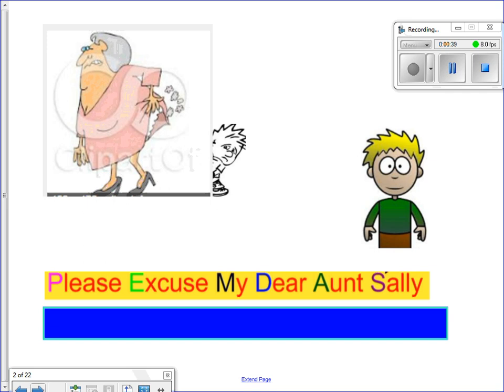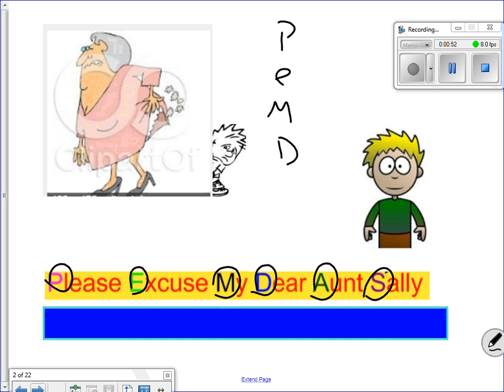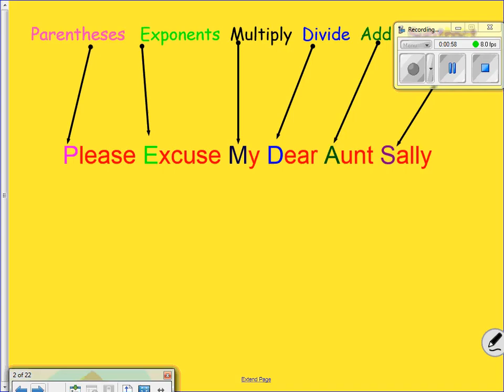And the reason why we're doing this is we're going to be looking at the P, the E, the M, the D, the A, and the S. Another way that's written as is PEMDAS. Another way to remember it: Please excuse my dear Aunt Sally. PEMDAS. And each one of these represents something, okay? Let's take a look at these.